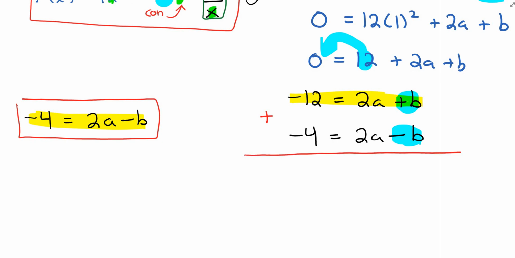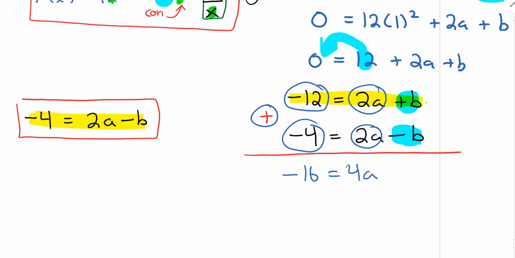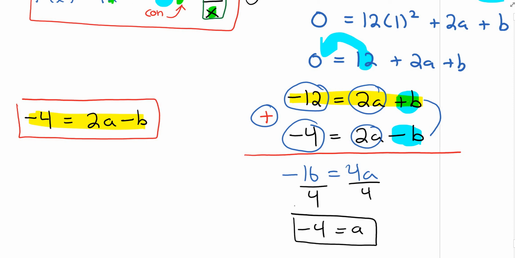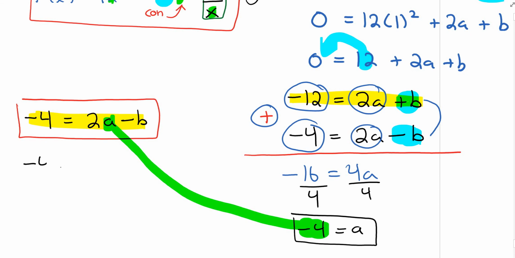If I add these two equations, negative 12 plus negative 4 is going to be negative 16. 2a plus 2a is going to be 4a. And positive b minus b, those just cancel off. So I can now divide both sides here by 4. And a would equal negative 4. Now that a equals -4, I can take this -4 and plug that in over here. So that's going to be -4 equals 2 times -4 is -8 minus b.